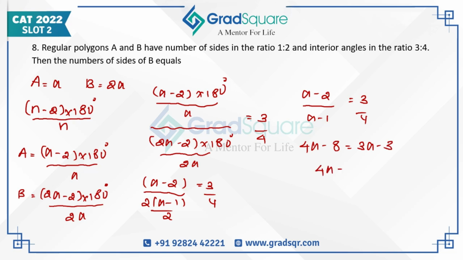So 4a minus 3a equal to 8 minus 3. So that makes the value of a to be 5, and the number of sides of polygon B is given as 2a. So 2 into 5, which is equal to 10, is the answer for this question.